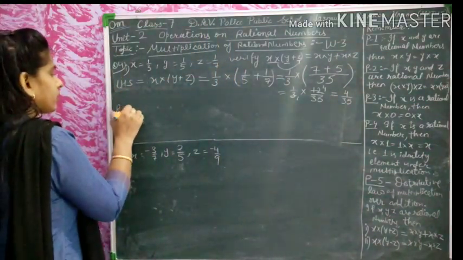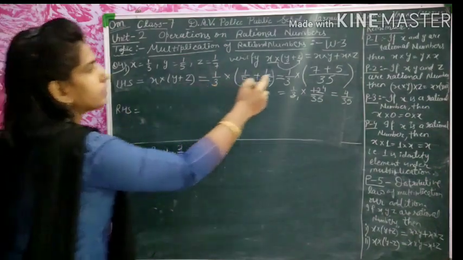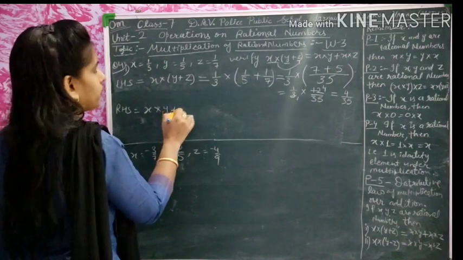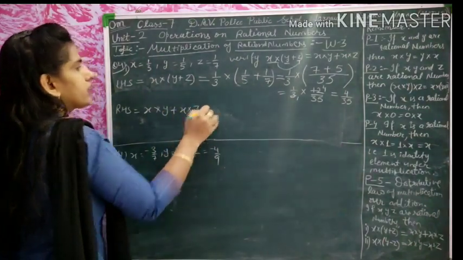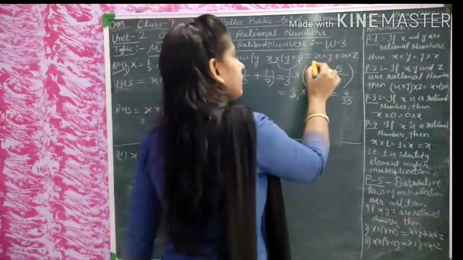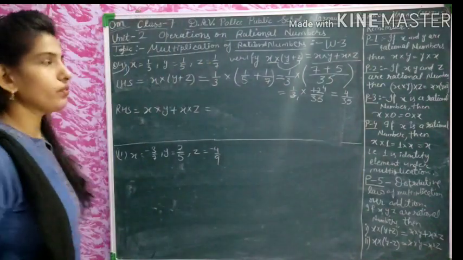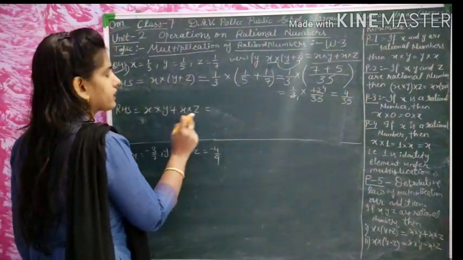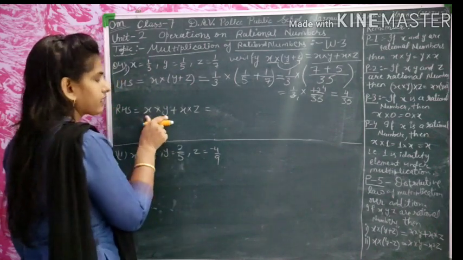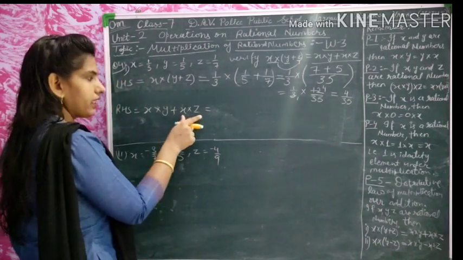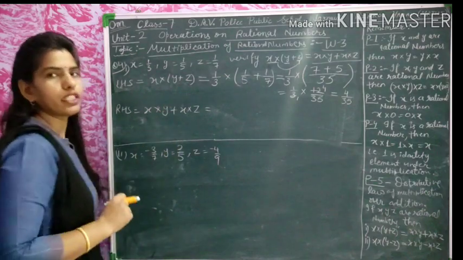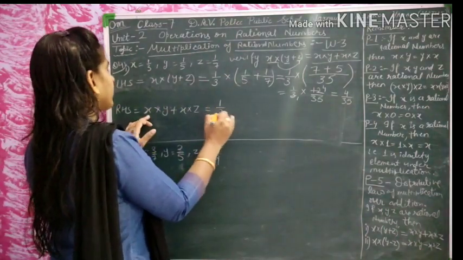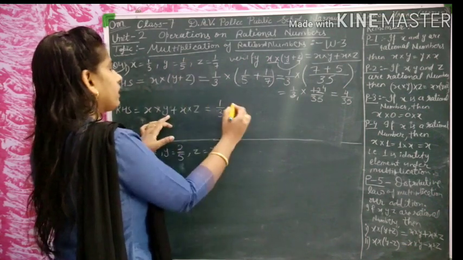Now we will solve the RHS side, and the RHS side is x into y plus x into z. This is the RHS here. Now we will solve the RHS, x into y plus x into z. First x multiplied by y and then x multiplied by z, and then we take the addition. So putting these numbers, what is the value of x? That is 1 by 3. What is y here?